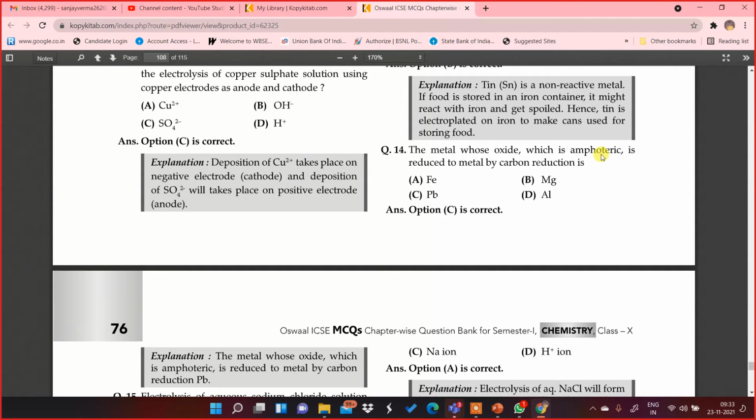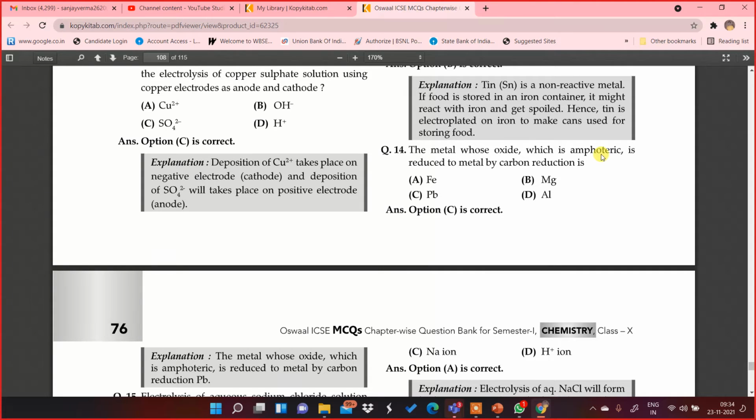Anything which is amphoteric can behave both like an acid as well as a base. If you react an amphoteric oxide with an acid, it will produce salt and water. If you react an amphoteric oxide with a base, it will again produce salt and water. That is the special characteristic of the word amphoteric.